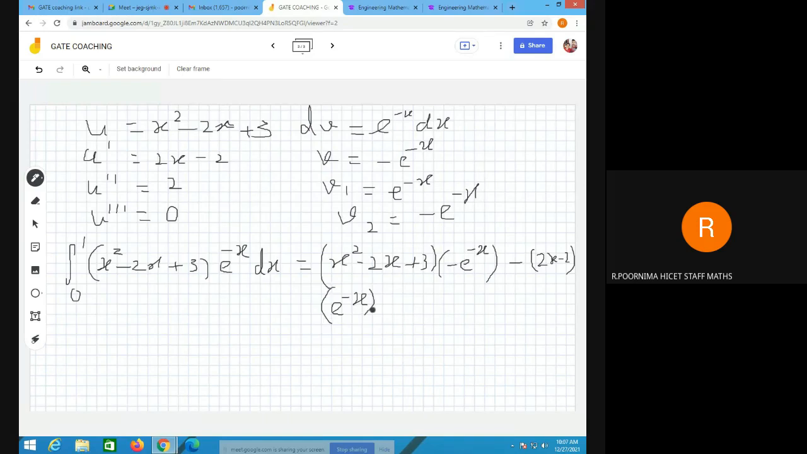Then plus u double dash v2: u double dash is 2, and v2 is minus e power minus x, so we write minus e power minus x. The limits given are 0 to 1. Now we need to substitute the limits; you already know it is upper limit minus lower limit. Instead of x, we replace with the upper limit 1: 1 minus 2 plus 3. What is the answer of 1 minus 2 plus 3?